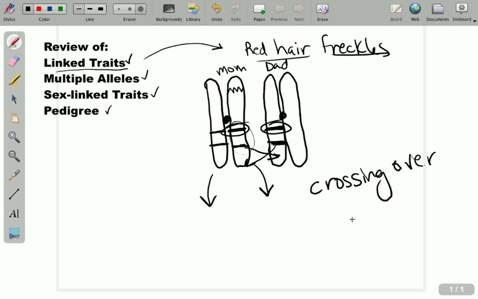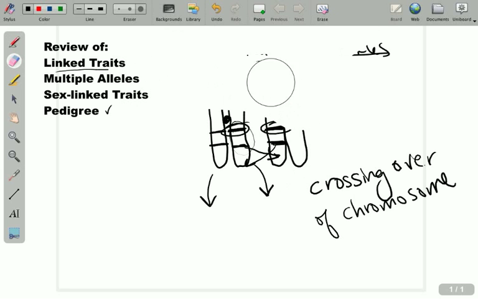The crossing over of chromosomes increases your variety. And so you can get dark hair and blue eyes, dark hair and freckles, and so on. So that's linked traits.